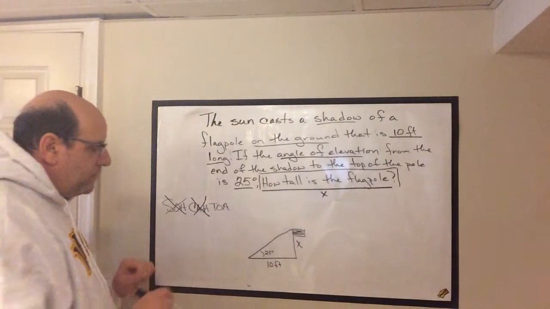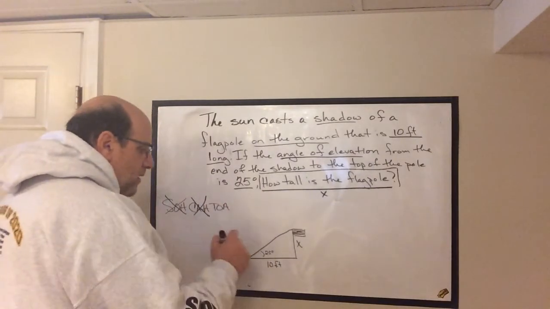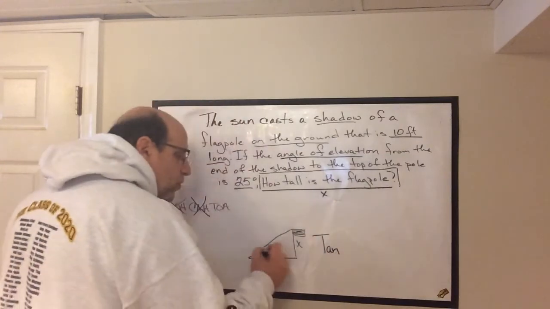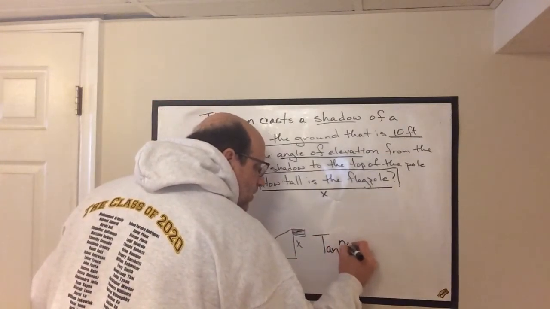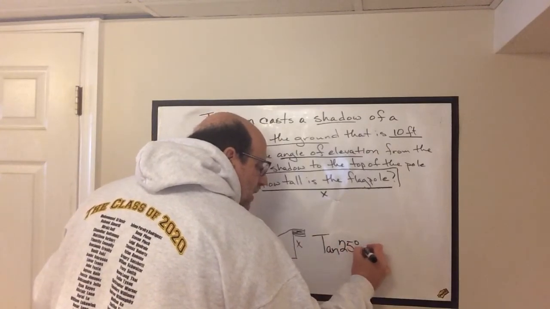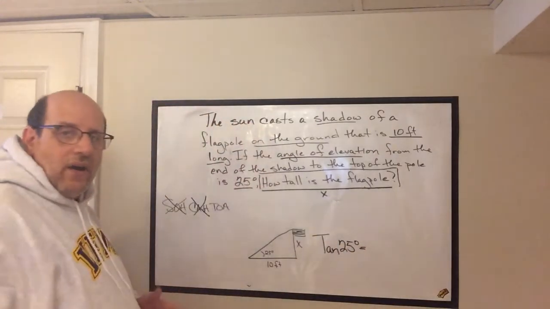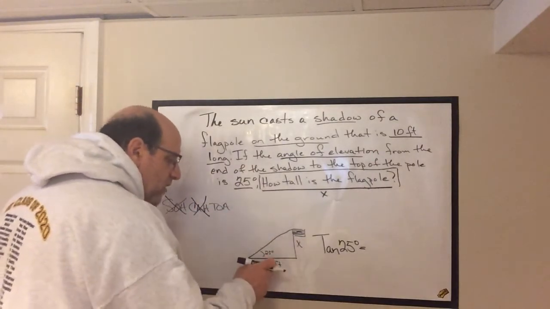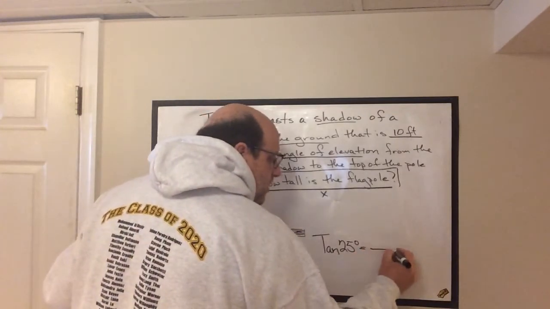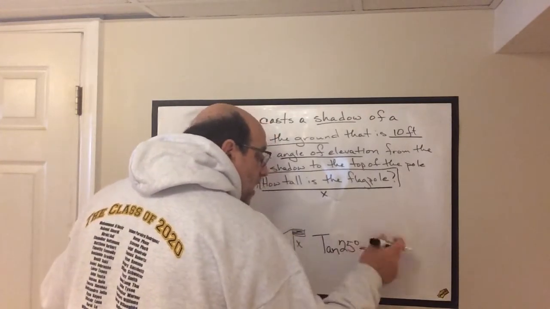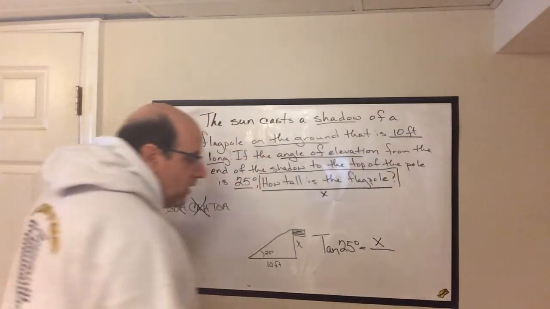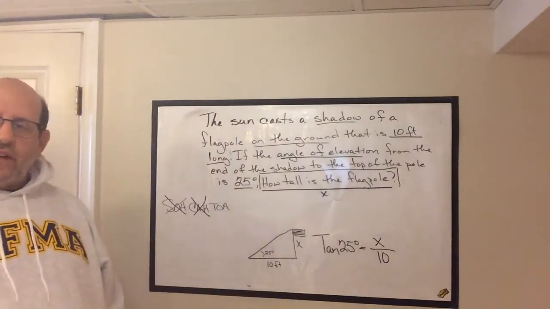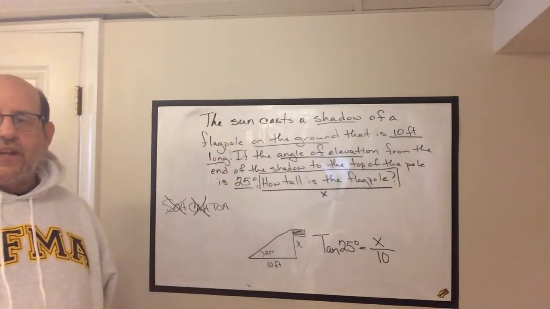And we're going to say that the tangent of 25 degrees is equal to the ratio of the opposite side over the adjacent side. It's equal to the ratio of that unknown side divided by the adjacent side. All right, so that's how you set that up.